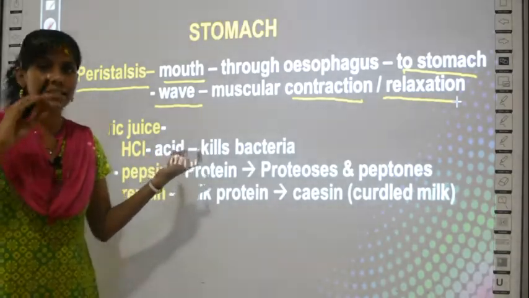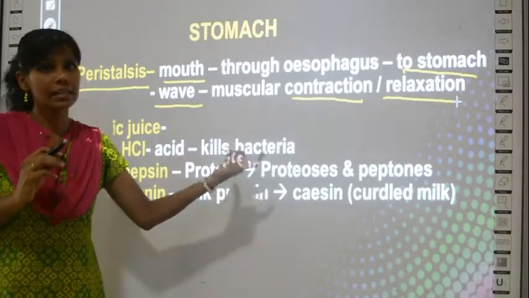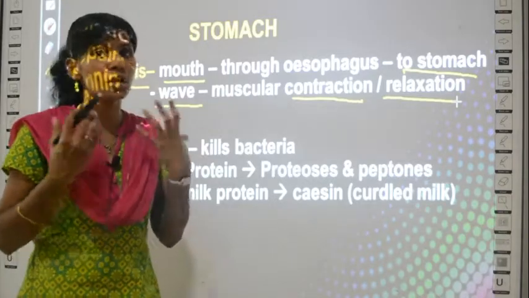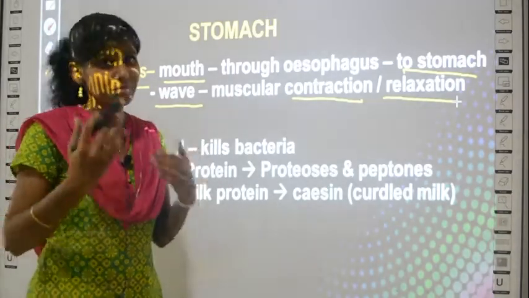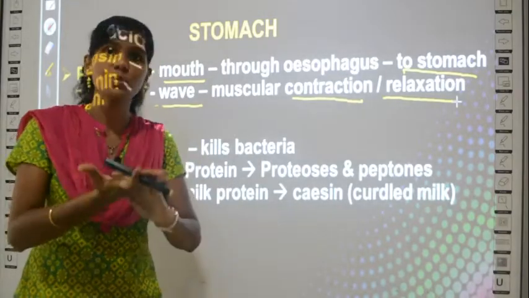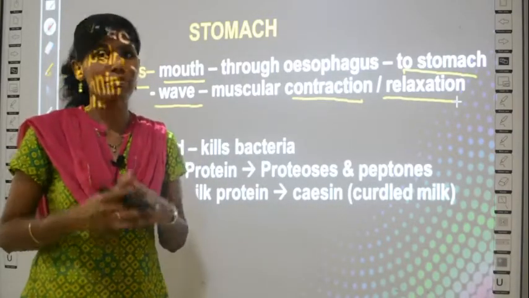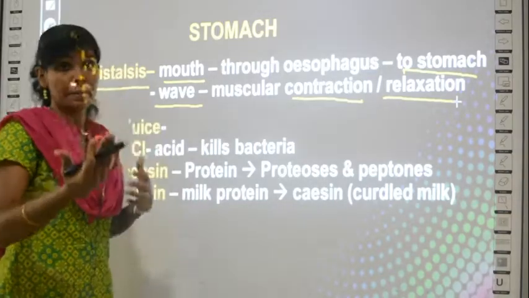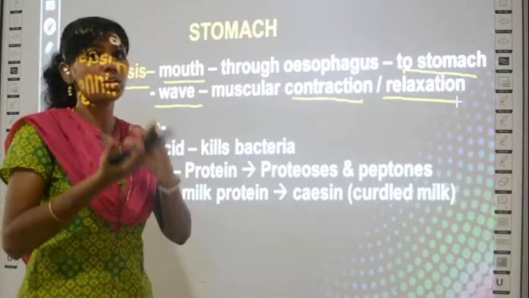Whenever there is acidic nature in the stomach, it can kill bacteria. From where did you get the bacteria? The food you eat is not sterile. Are you sterilizing the food and eating? No, right? Your hands will have germs, or the food itself will have germs. So all these bacteria come through your hand or the food itself.